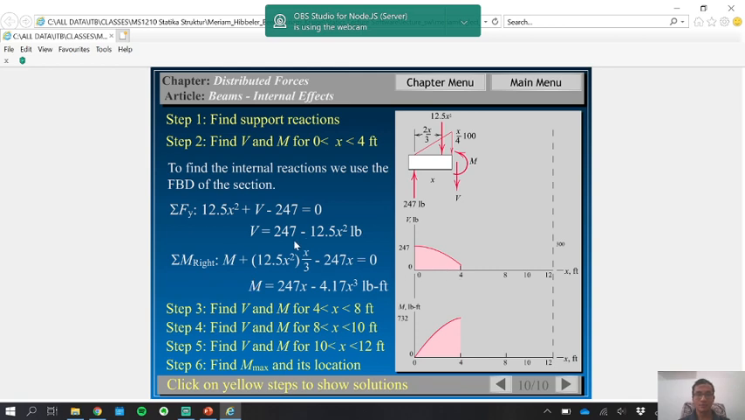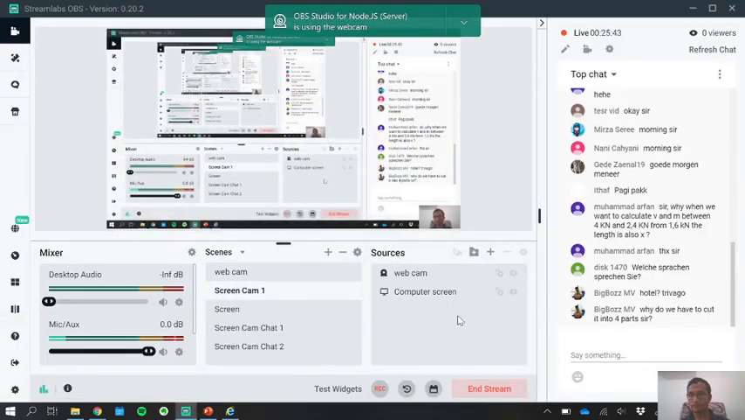If we draw the shear force diagram, it will be like this. If we draw the moment diagram, it will be like that. Until this point, does anyone want to ask a question?